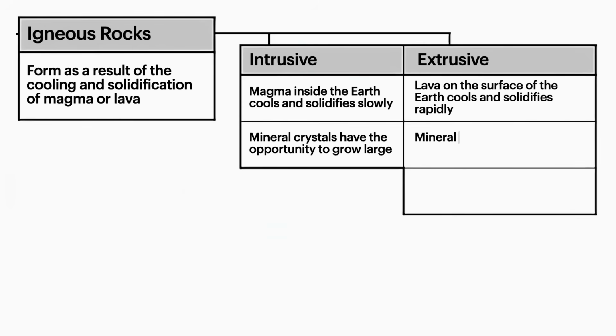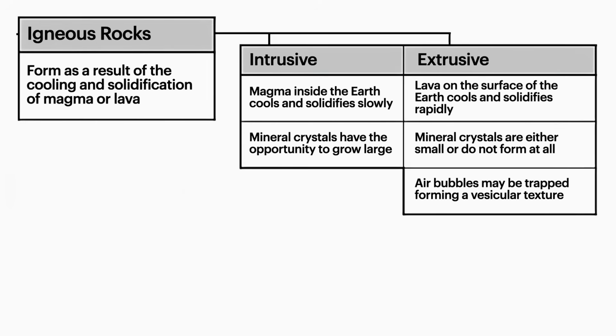Because it all happens quickly, the mineral crystals are either tiny or they don't form at all. And in fact, sometimes it happens so quickly that air bubbles may be trapped and you will end up with something called a vesicular texture. So again, let's take a look here. Here's an example. This is rhyolite.